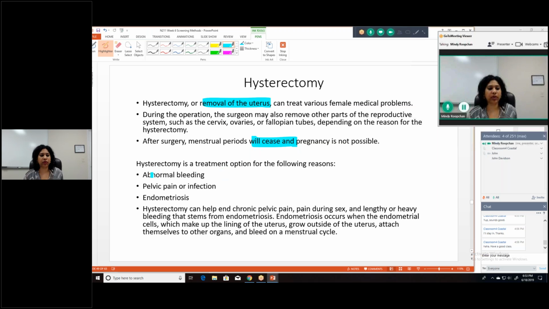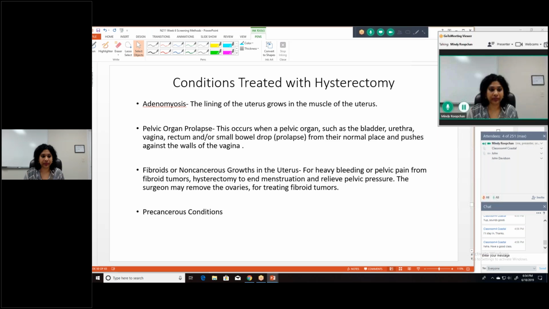Hysterectomy could be a treatment for abnormal bleeding, pelvic pain or infection, or even endometriosis. So hysterectomy can end chronic pelvic pain, pain during sex, and lengthy or heavy bleeding that comes from endometriosis. Endometriosis occurs when the endometrial cells that make up the lining of the uterus grow outside of the uterus. They attach to other organs and bleed on a menstrual cycle. So those are conditions treated with hysterectomy.